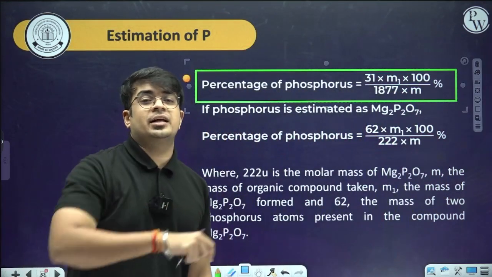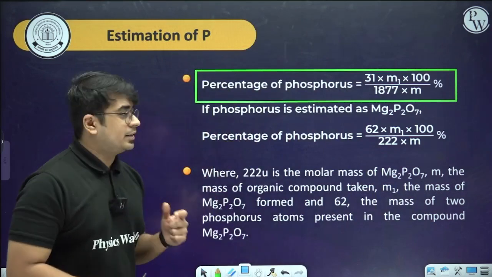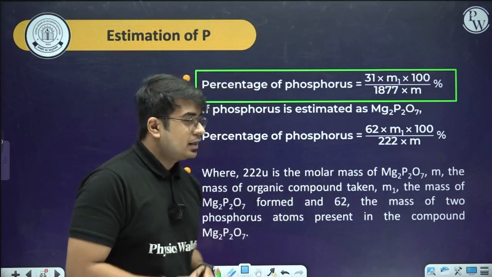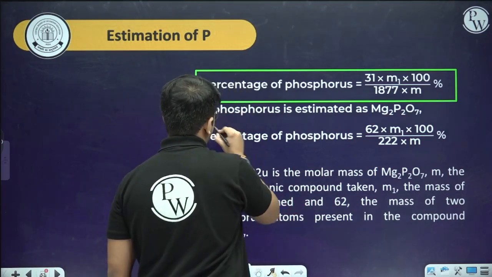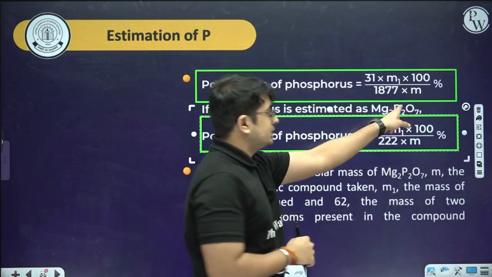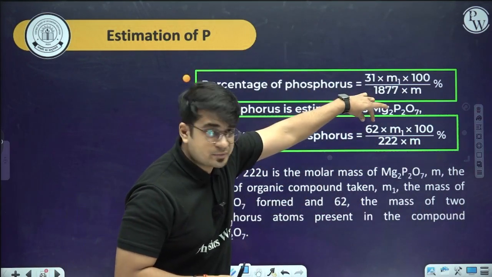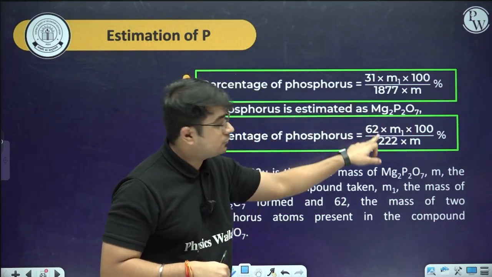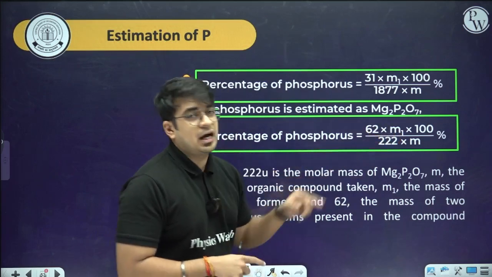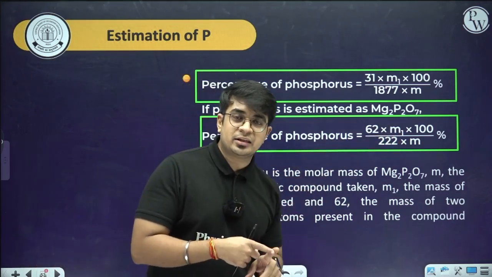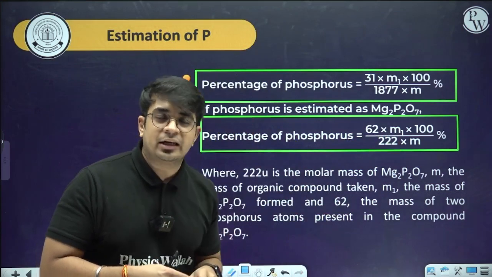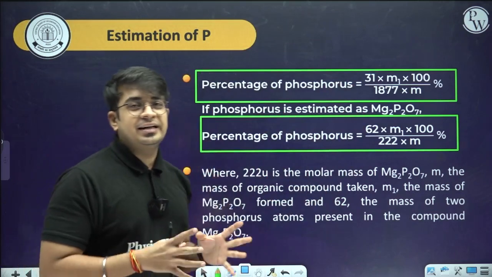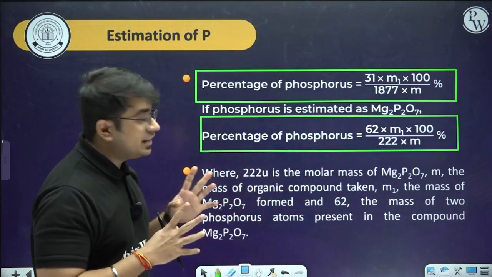You can also use another method. You can produce Mg2P2O7 by reacting with a different reagent. Again, the formula is going to remain the same. Because this has 2 phosphorus, it means now the molar mass becomes 62, 31 multiplied by 2, divided by the molar mass of this Mg2P2O7, which should be 222, multiplied by the amount of Mg2P2O7 formed in the reaction, divided by the mass of organic compound initially taken, multiplied by 100. And that's how you can deal with quantitative analysis of each and every element.